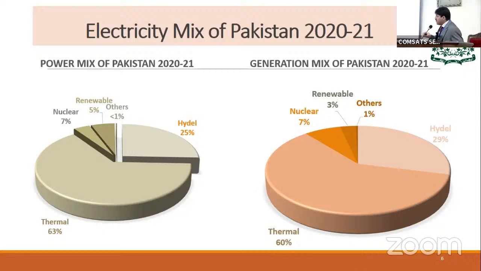Hydel came down to 25%, nuclear 7%, renewables 5%, and 1% is others. That includes the small power generation, as well as electricity coming from our borders, like Iran. If we talk about electricity generation, again, 60% is coming from thermal power, 29% from hydel, 7% from nuclear, 3% from renewables, and 1% from others.